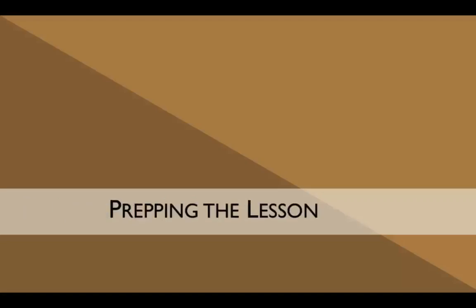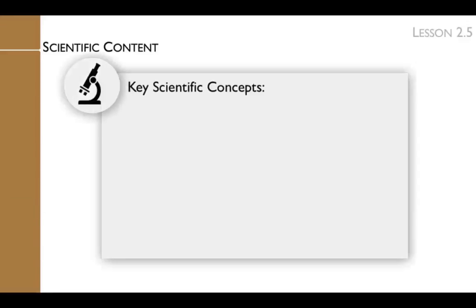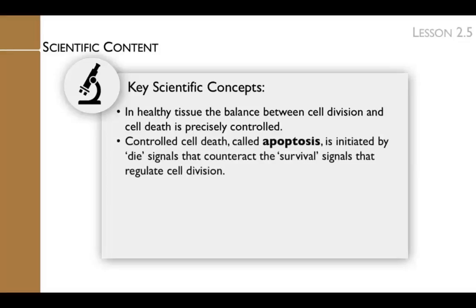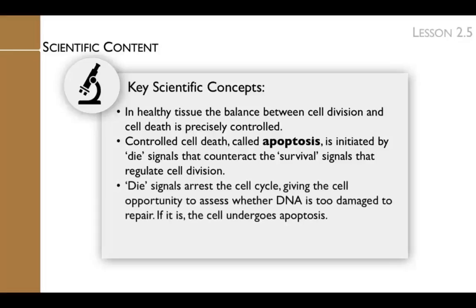To prepare for this lesson, you'll need to review the following key scientific concepts that will be presented throughout the lesson. In healthy tissue, the balance between cell division and cell death is precisely controlled. Controlled cell death, called apoptosis, is initiated by die signals that counteract the survival signals that regulate cell division. Die signals arrest the cell cycle, giving the cell opportunity to assess whether DNA is too damaged to repair. If it is, the cell undergoes apoptosis. The gene p53 is the master regulator of apoptosis.